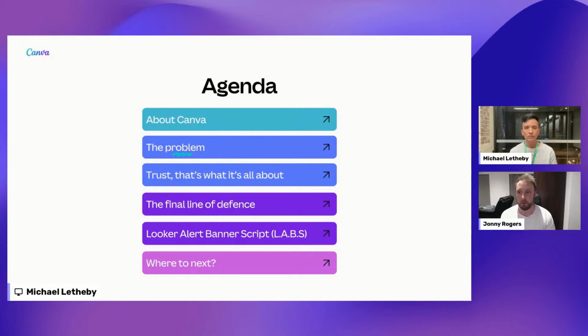So in today's session, we'll start with the problem we identified. Importantly, how the problem erodes the trust that our stakeholders have when using our dashboards, and why we decided to create alerting banners in Looker as a final line of defense. We'll describe the technical details of how we built a scalable solution using the Looker API, and we'll end by discussing some future plans we have for taking this solution further.